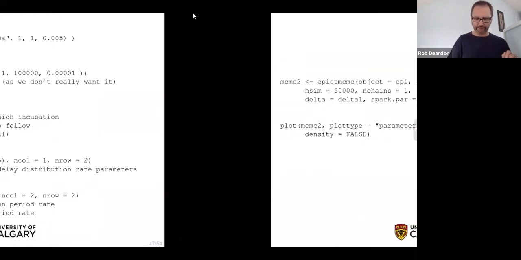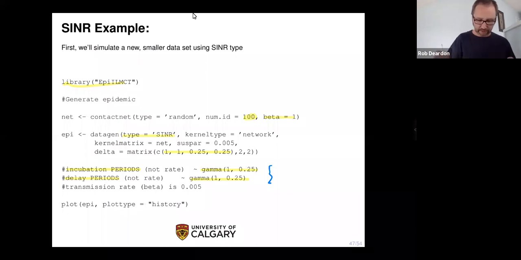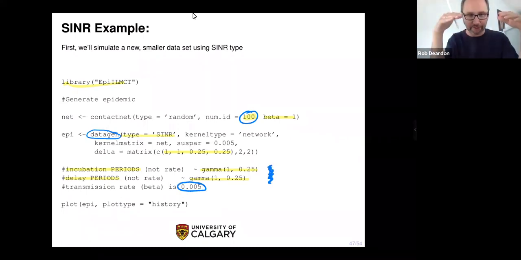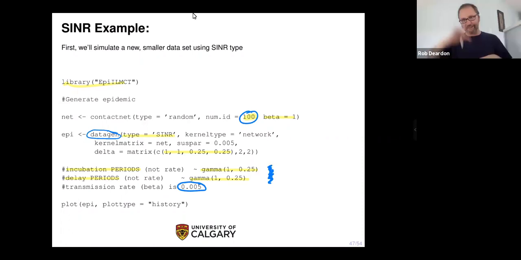Okay, but if I run this, I'm showing. Oh no, sorry, I'm getting ahead of myself. This is not the MCMC analysis. What I'm doing here is actually generating the data. Okay, so I'm generating a new data set with 100 individuals. The transmission rate, the beta, is 0.005, and these are not priors at all. These are the incubation periods and delay periods. Okay, so please forget what I just said. We'll come on to that in a minute.